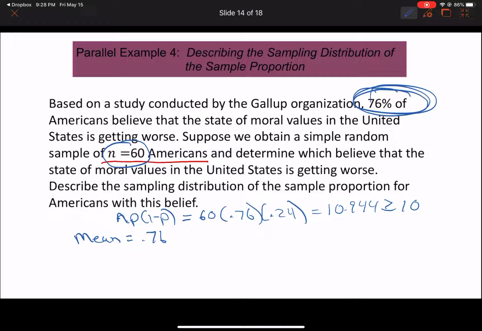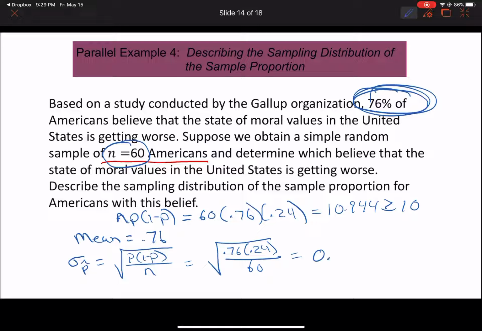Next, we need our standard deviation. So that's the square root of p times 1 minus p over n. So that would be the square root of 0.76 times 0.24 divided by 60. So our answer here would be approximately 0.0551. That would be my standard deviation. And that's it on that.